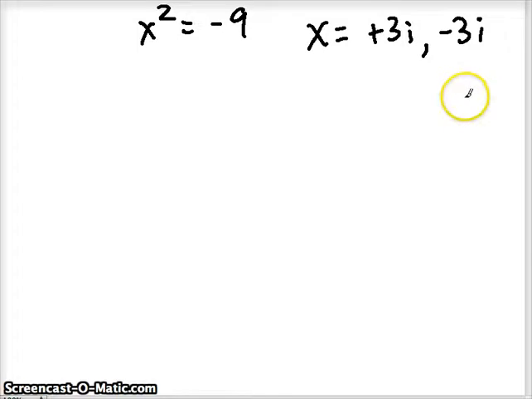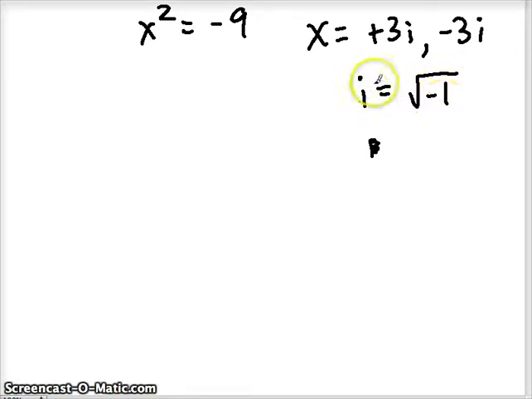Okay, so we're at a point now where we would like to check our answer. How do we check a value for x that involves an imaginary number? Well, we need to know a new definition for i. So remember, our first definition for i was i is equal to the square root of negative 1. But in order to check this, we're going to have to know what i squared equals.